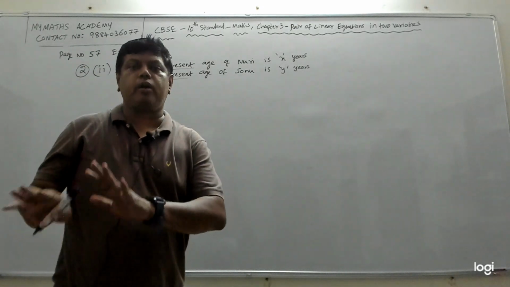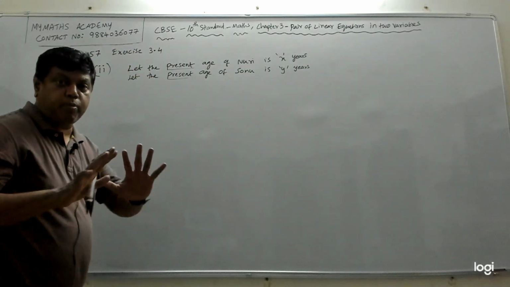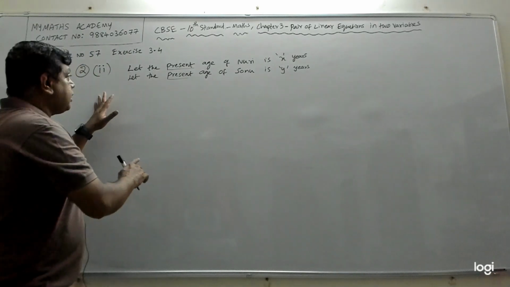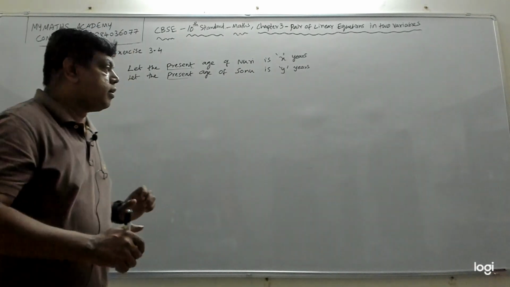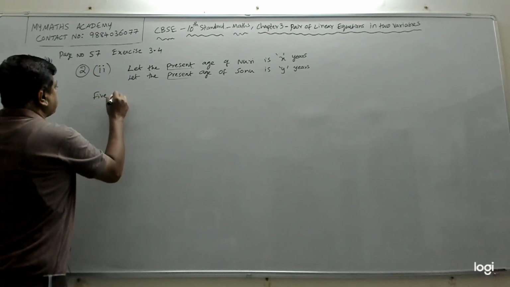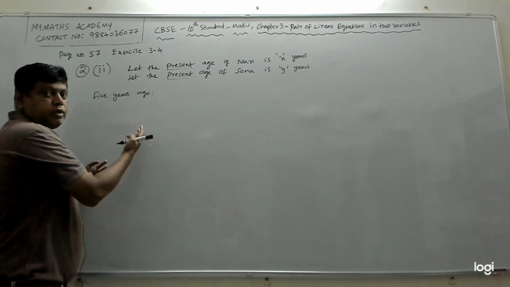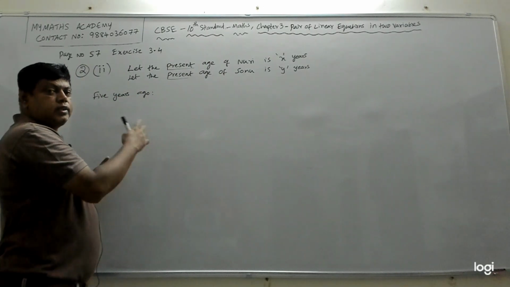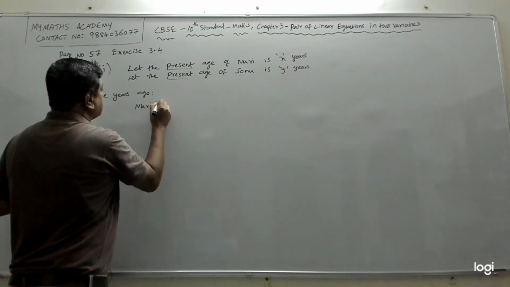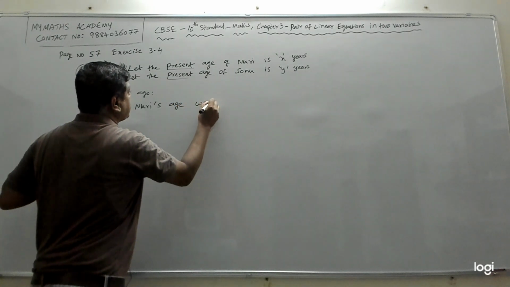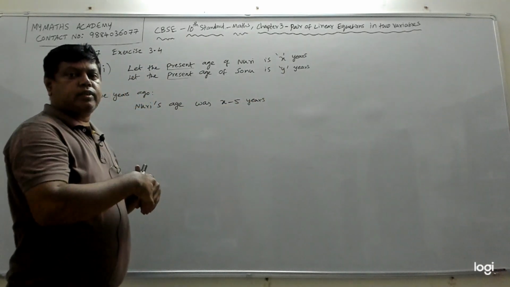Now we should read the question statement. It says, 5 years ago. The moment they say 5 years ago, stop reading the question. Don't read the next sentences. Come here and write 5 years ago. Then immediately write what their ages were 5 years before. Noori's age was x minus 5 years, because currently she is x years. Before 5 years, you have to subtract: x minus 5.